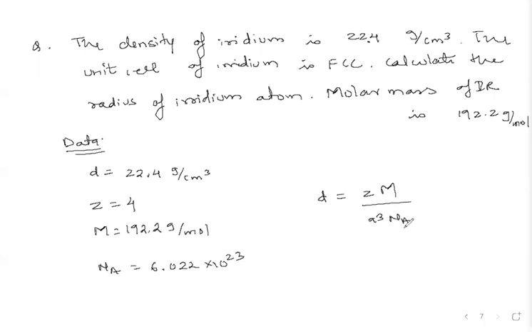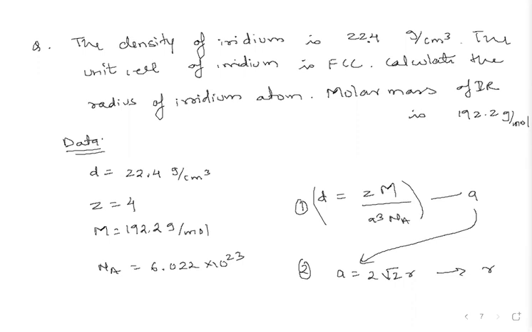Now what to do? Like we have to calculate the radius. So by using this formula, we'll calculate A. And then the second formula, A is equal to, it's an FCC, so 2 root 2 R. So by using A in the second formula, we'll calculate R. Clear? समझा सबको? So those who have not got the answer, please.